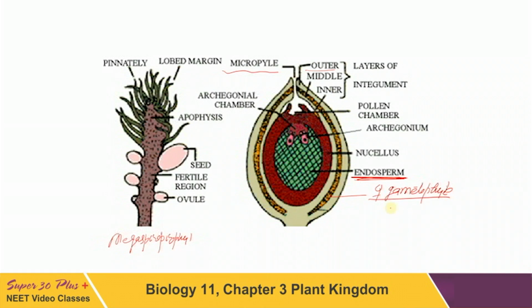It has haploid number of chromosomes. The space between micropyle and this endosperm, a small chamber-like structure, is known as pollen chamber. And you see now, in the female gametophyte, that is archegonia. This is the female gametophyte here, the endosperm you are seeing here. So here the archegonia are present.